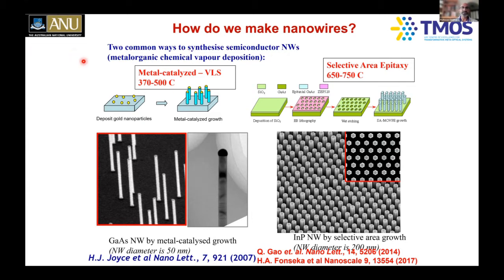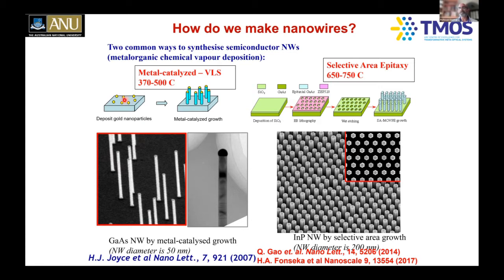We have chosen MOCVD because it's an industrially compatible technique and a scalable process. Whatever you develop in the lab, you can transfer to industry. That's one of the reasons we chose this one. This is the work of my former student, Dr. Hannah Joyce, when she was doing her PhD at the ANU, who is now an associate professor at Cambridge University, where she has grown these gallium arsenide nanowires, starting with gold nanoparticles.